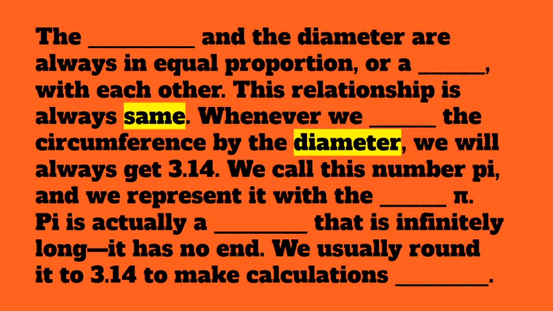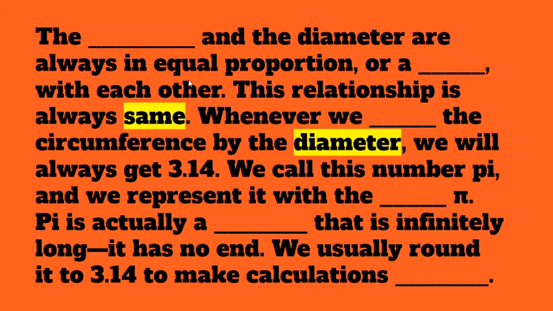Let's read this together. It says, the blank and the diameter are always in equal proportion, or a blank, with each other. This relationship is always the same. Whenever we blank the circumference by the diameter, we will always get 3.14. We call this number pi, and we represent it with the blank. Pi is actually a blank that is infinitely long. It has no end. We usually round it to 3.14 to make calculations blank.